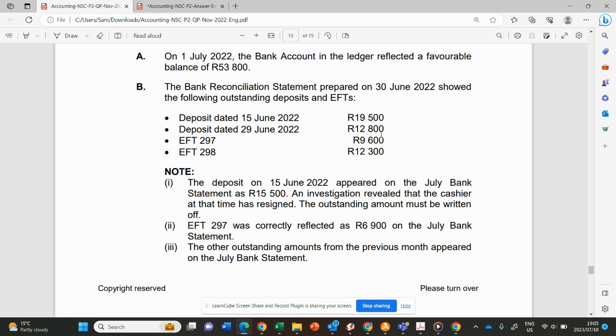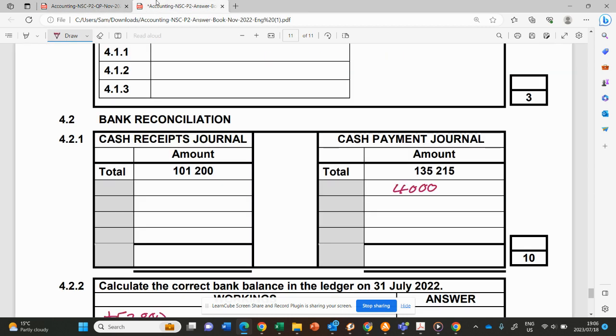So in other words, in the CPJ, we did what? We overstated the payment, overstated the EFT. Then we need to cancel the remainder. We're cancelling on the opposite side, opposite journal. So the 9,600 minus 6,900, we're going to get 2,700. So the 2,700 will be cancelled on the CRJ because it was initially recorded on the CPJ.